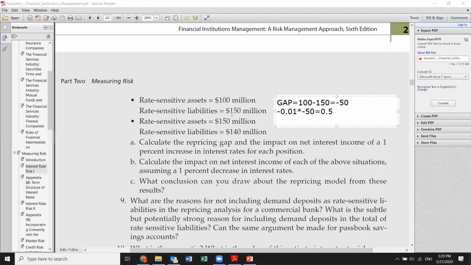Because you have more liabilities on your side than assets, when the interest rate changes you will get benefits, like if it's reduced. What about the last one here? 150 minus 140, we have a positive gap, and a reduction in interest will bring a decrease in net interest income. Yes, very true. Our net interest income will go down.